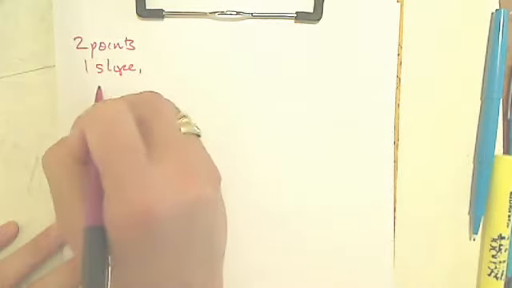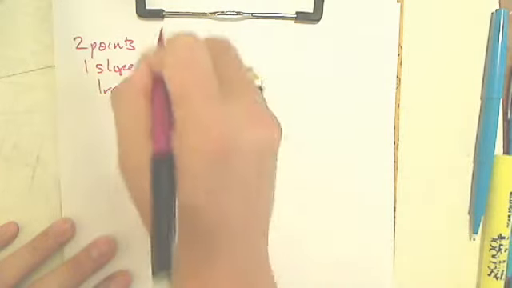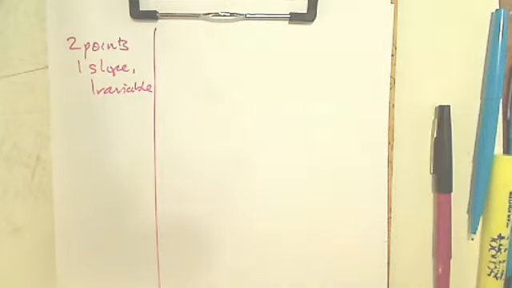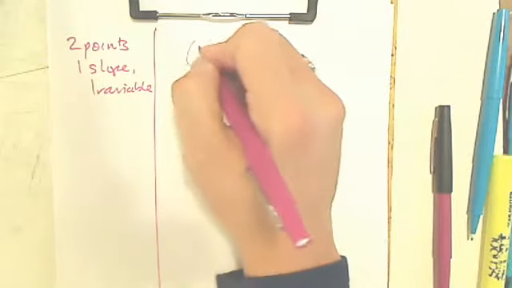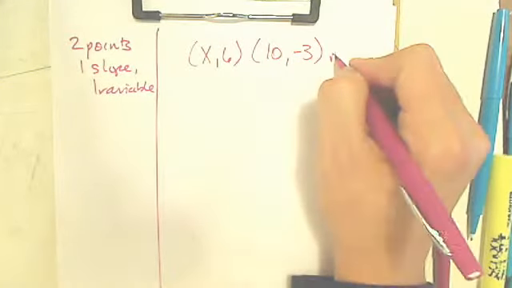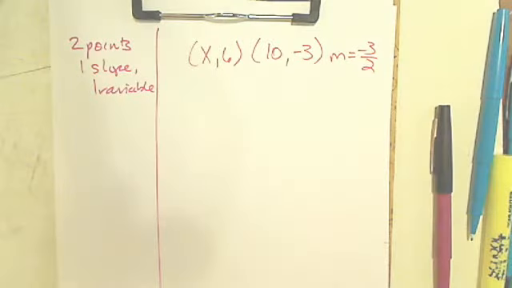2 points, 1 slope, 1 variable. Now, you ready? I'm gonna bring some 8th grade stuff and some stuff you've already done in. Here we go. X, 6, 10, negative 3, slope is negative 3 over 2.